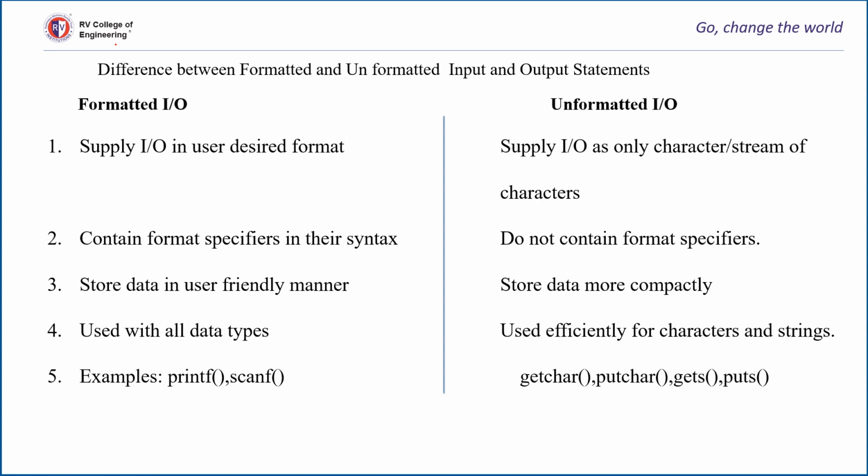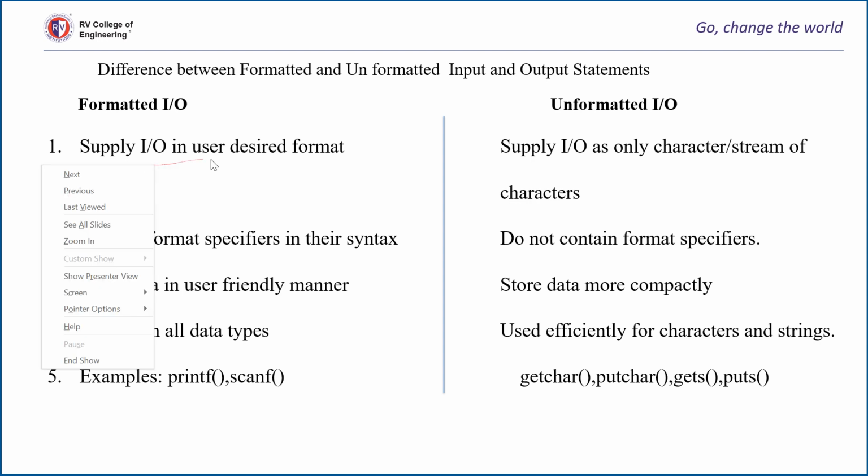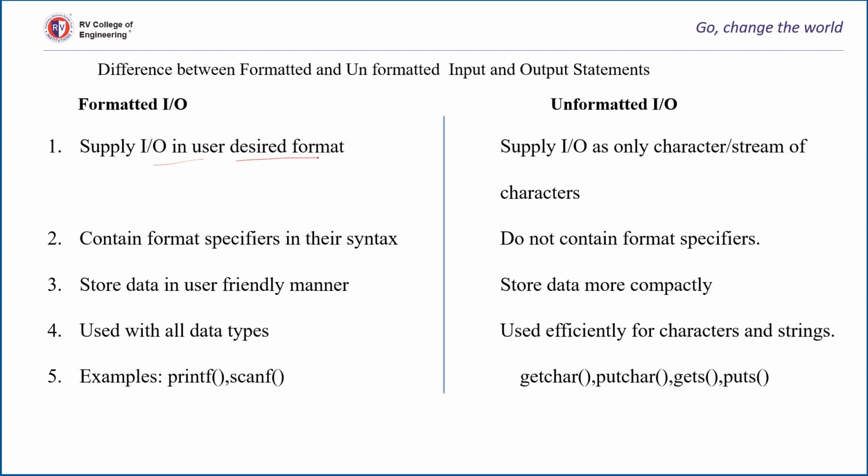Now, if we look at the difference between formatted and unformatted input-output statements, in the case of formatted input, the supply of the data is in a user format, it is in the desired format, whereas in the case of unformatted input-output, it is only in terms of characters or a stream of characters. These formatted functions contain something called a format specifier. We'll be shortly discussing them. And unformatted functions do not contain any specific format specifiers.